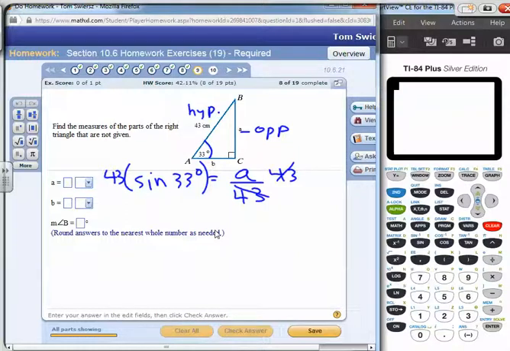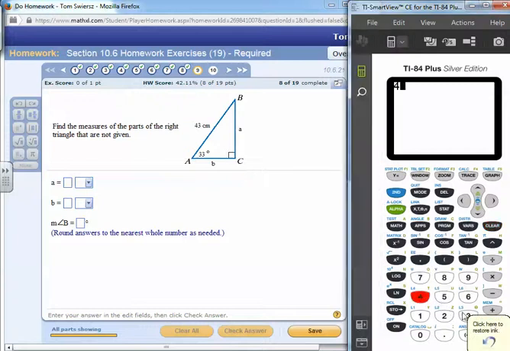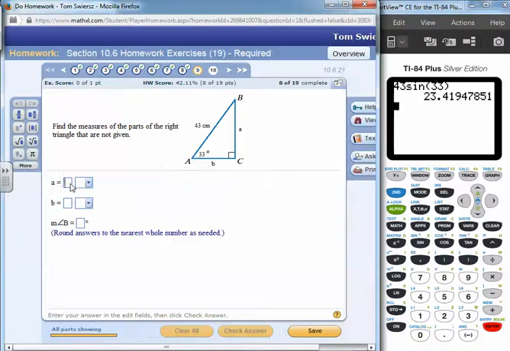Okay, so we'll go ahead and do that on our calculator. 43 times the sine of 33 degrees. And round to the nearest whole number, 23.4. A 0.4 means we'd round down, so 23, and the one hypotenuse is in centimeters, so these legs will be given in centimeters.